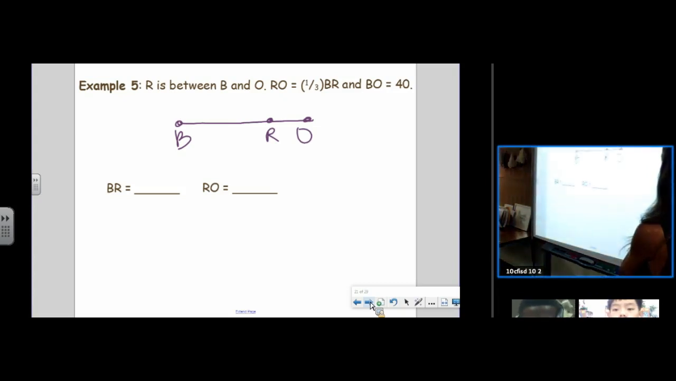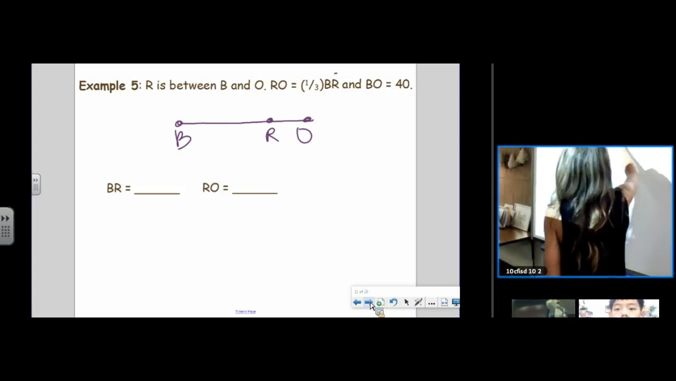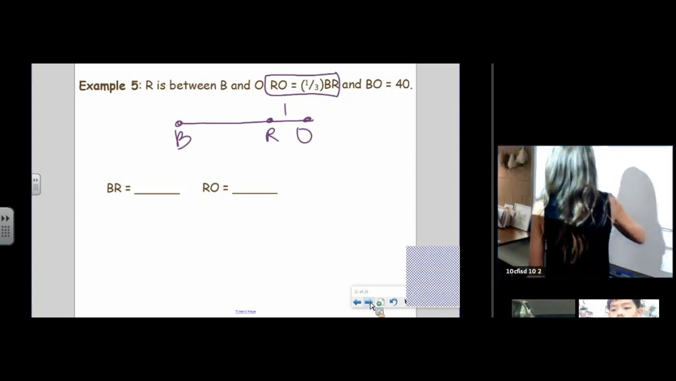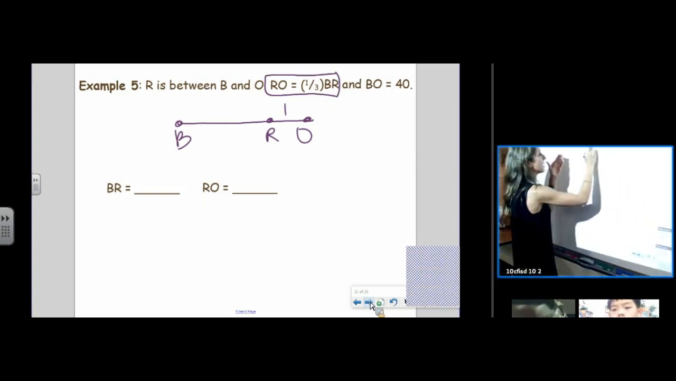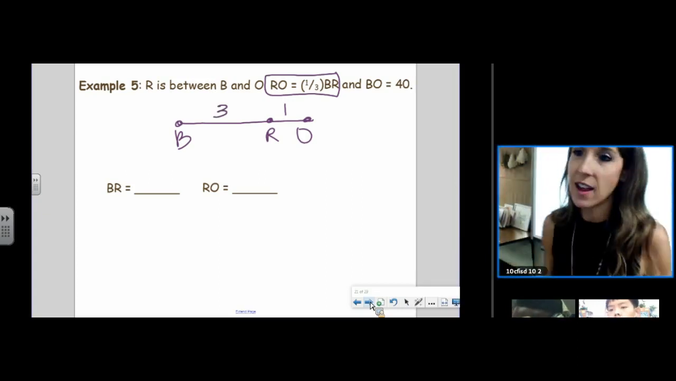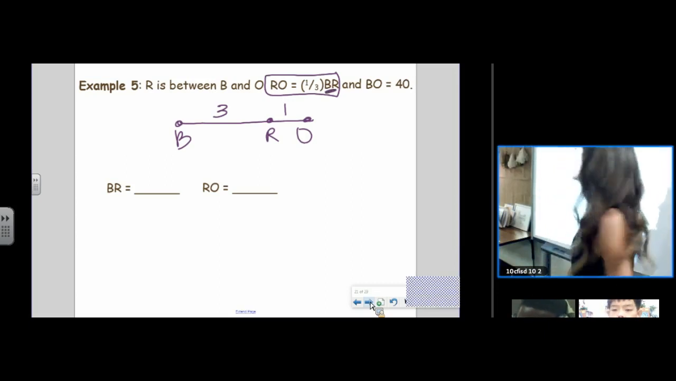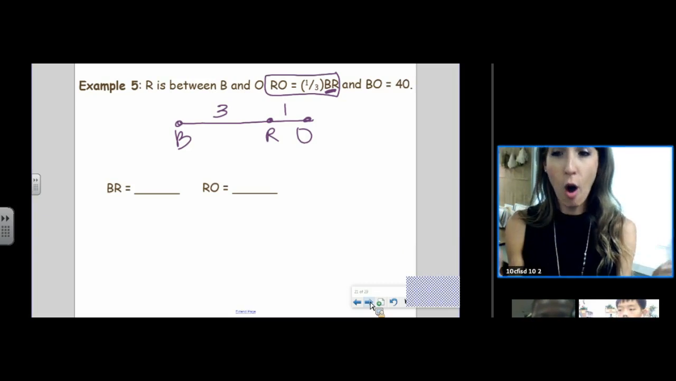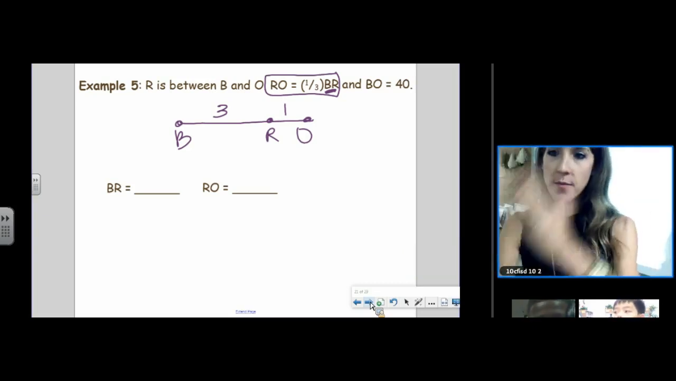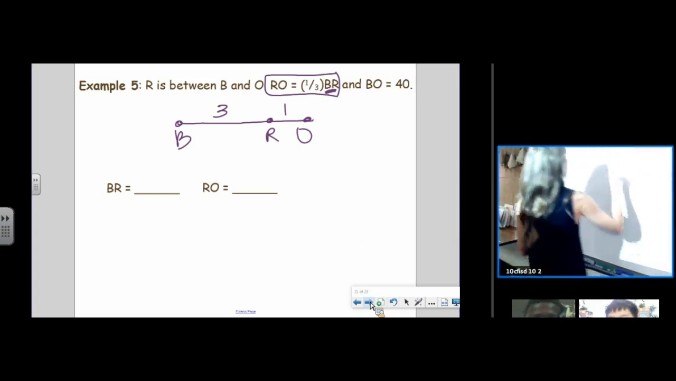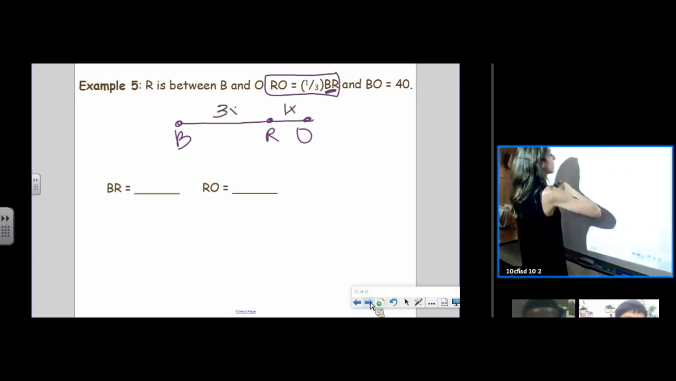RO equals 1/3 BR. This one's a little bit different. RO gets the 1, but BR gets the 3. So I didn't give the 3 to the whole this time because of this right here. RO is 1/3 of BR. So RO gets the 1, BR gets the 3. Remember, these are not the lengths. We put an X on them because they're just a ratio.